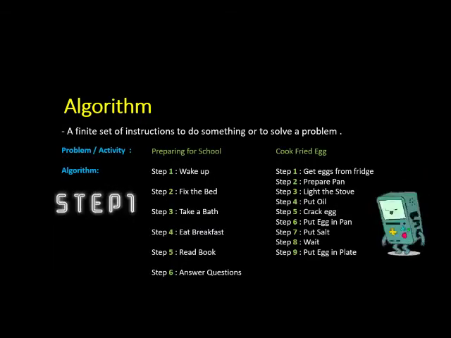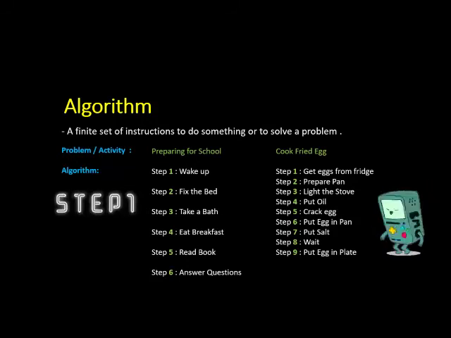To understand more about it, we have our example problem or activity, which is preparing for school. So what an algorithm is: step 1, you wake up, then step 2, you fix the bed, then step 3, you take a bath, then step 4, you eat breakfast, step 5, you read your book, then step 6, you answer questions. It's the same with cooking fried eggs.